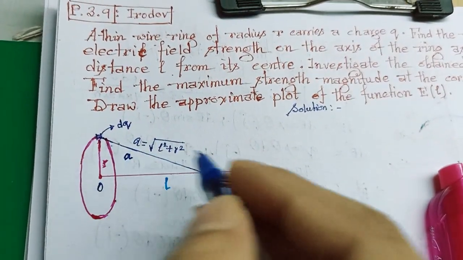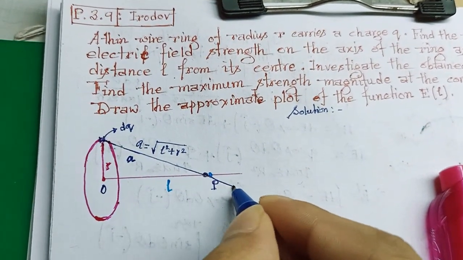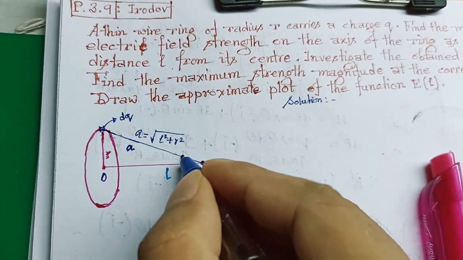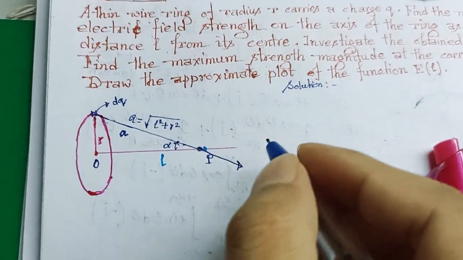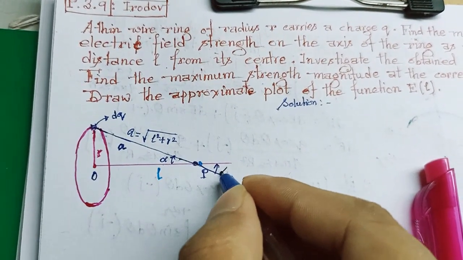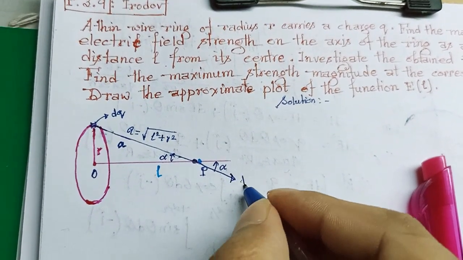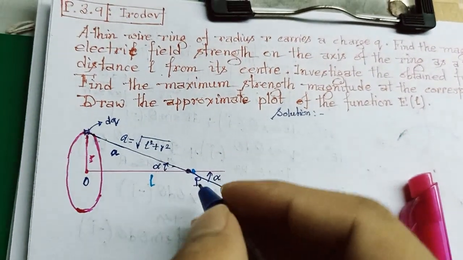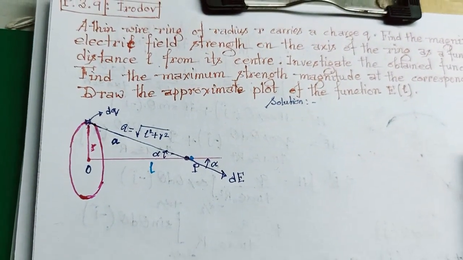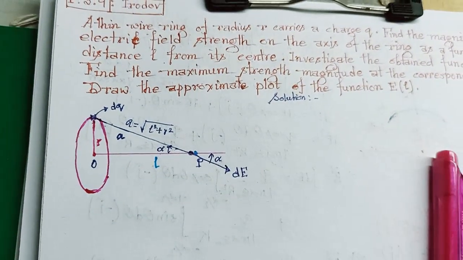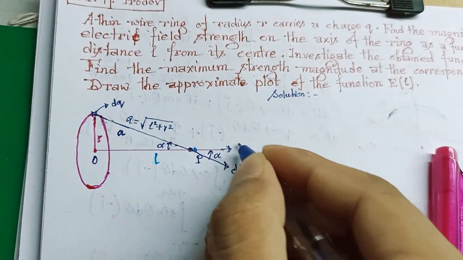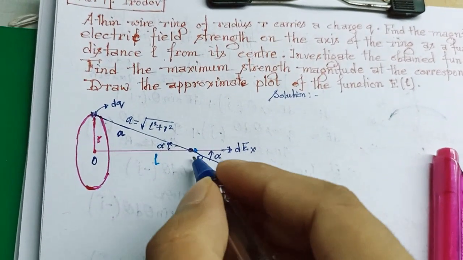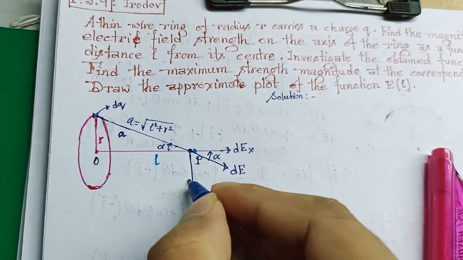Now for this small element there will be an electric field which is directed in this direction. Let this angle be alpha. If this angle is equal to alpha, then its opposite angle must be equal to alpha. The magnitude of this electric field is dE. If we divide this electric field into two components, one component is dEx, in the horizontal direction, and another is dEy in this direction.